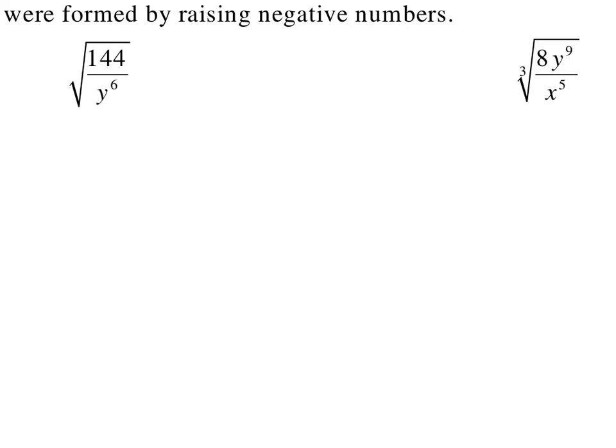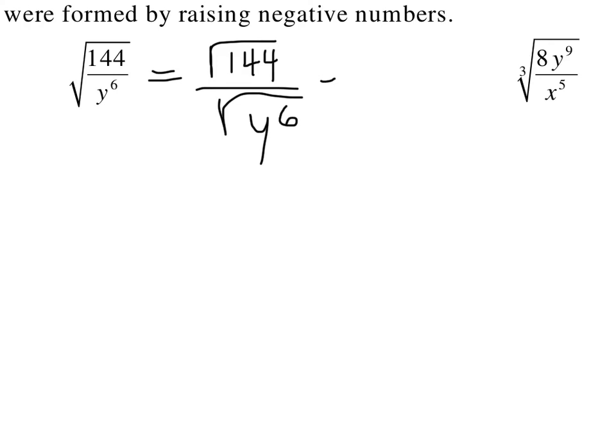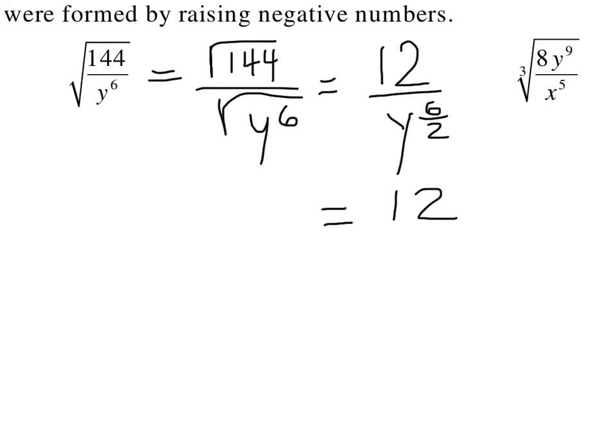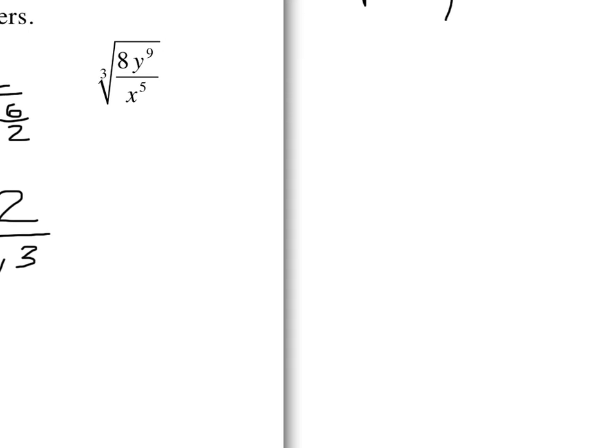So the square root of 144, we'll put that in the numerator, and the denominator is the square root of y to the 6th. The square root of 144 is 12. Now that square root of y to the 6th, you can think of it as y to the 6th, that's the power, an exponent, y to the 6 halves, because it's the square root. 6 halves is 3, so our final answer will be 12 divided by y to the 3rd power. Once again, I think those fractional exponents are helpful when you're dealing with variables.